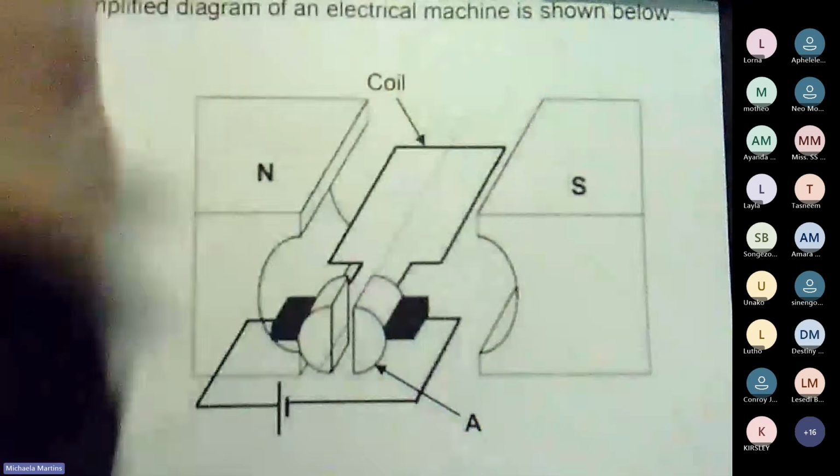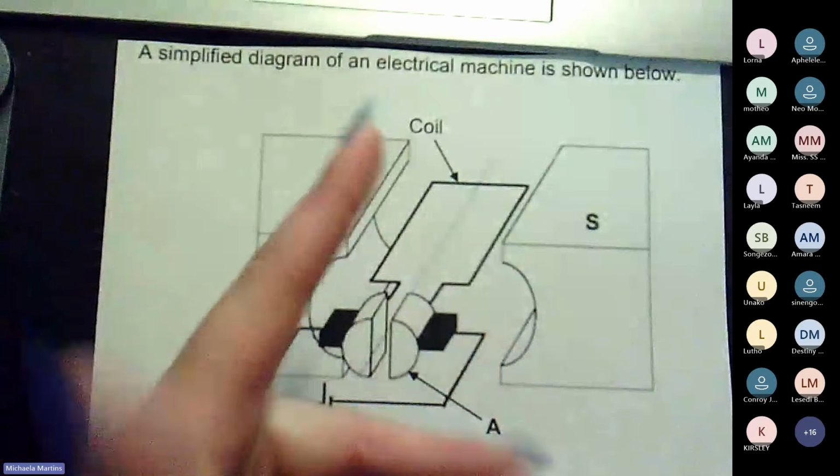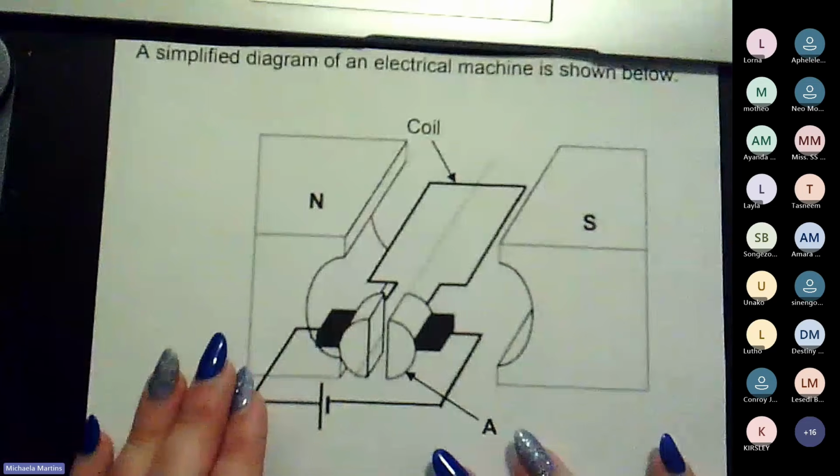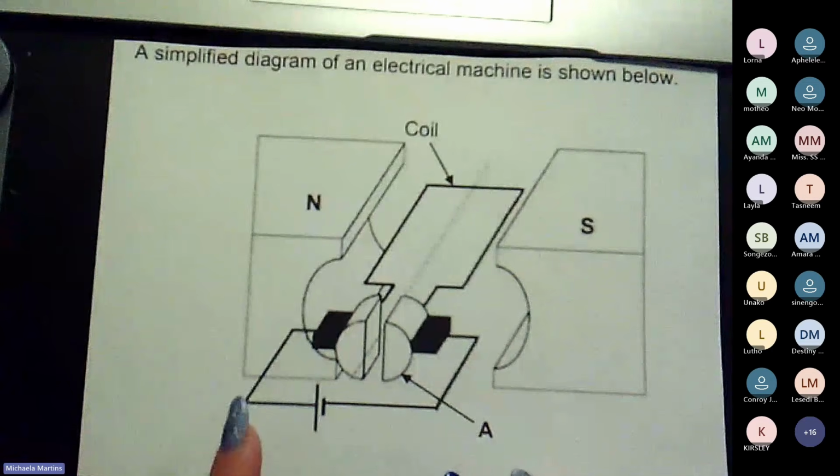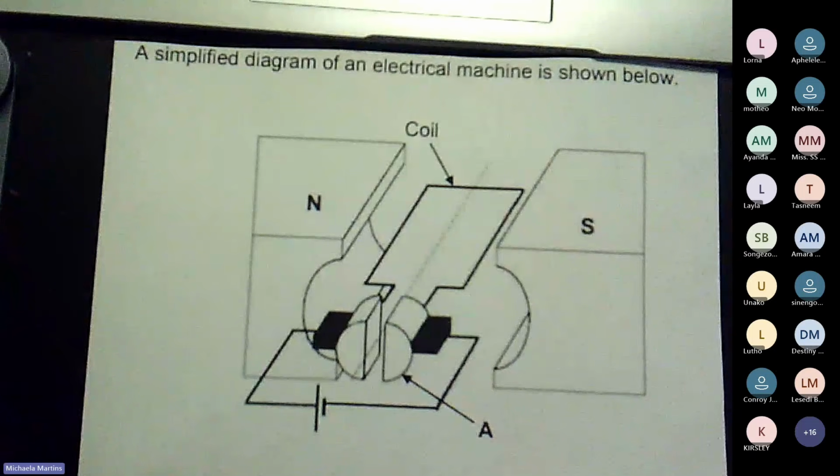You're going to use your left hand, remember, left hand like this. And what you're going to do for me is tell me which way this coil will turn. Will it turn anti-clockwise or will it turn clockwise? Okay, I'm going to let you think about it for a second.